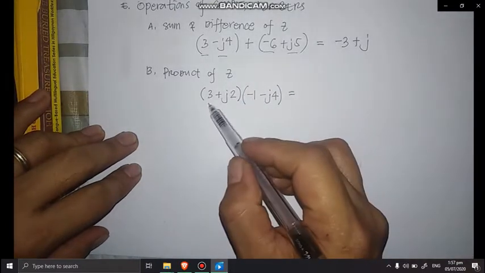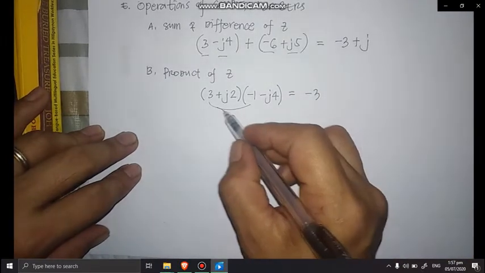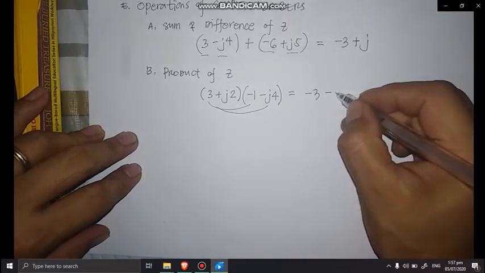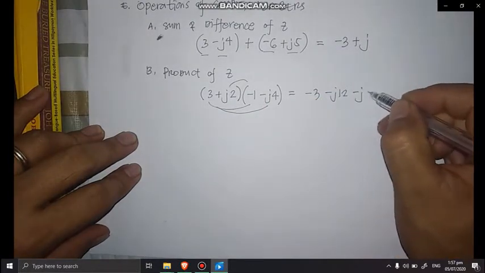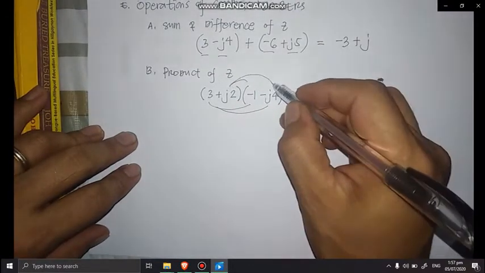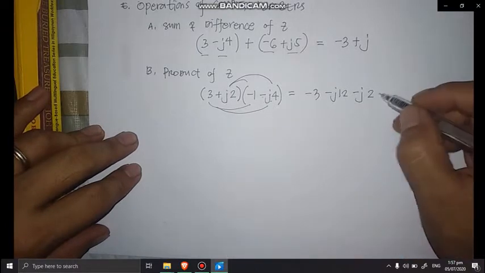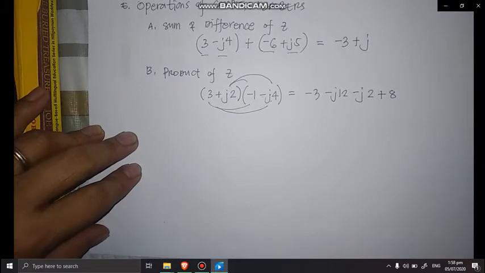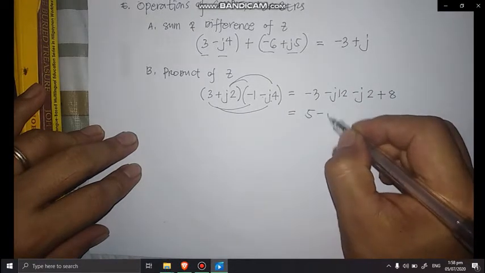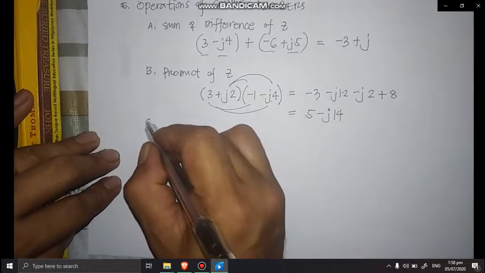First, we will multiply 3 and negative 1. The result will become negative 3. Then we will multiply 3 to negative j4, and the result will be negative j12. For the next term, we have j2 times negative 1. The result will be minus j2, and j2 multiplied by minus j4, take note, becomes positive 8, because negative j times j becomes positive, and 2 times 4 is 8. So combine the real values and the imaginary values, the result will be 5 minus j14.